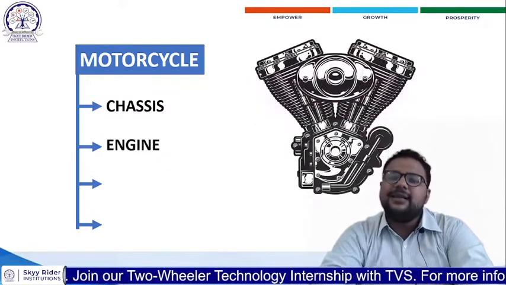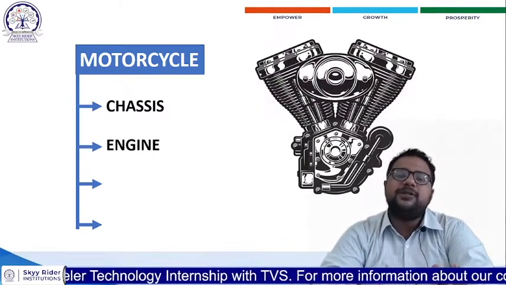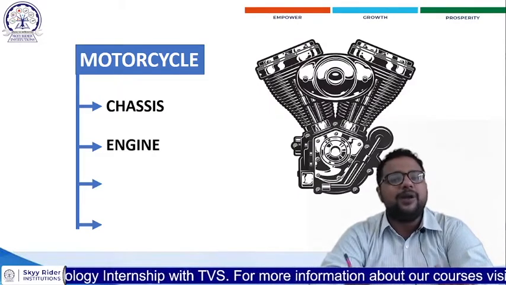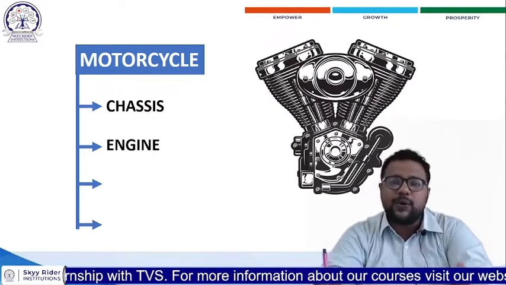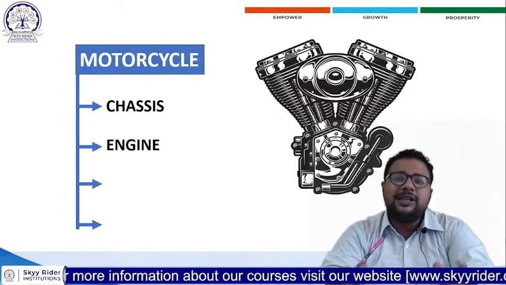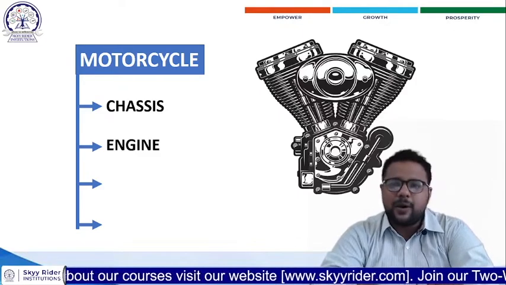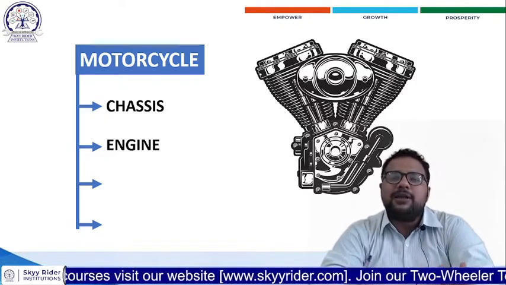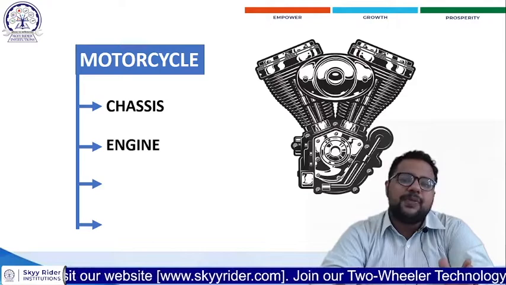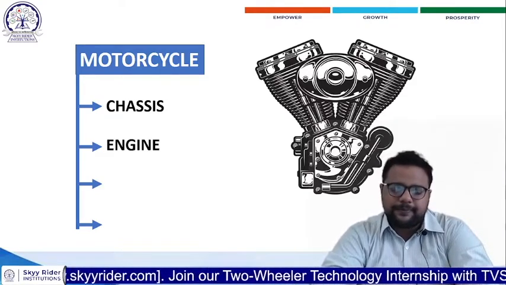The next is the engine. Like in our body, the heart pumps the blood throughout the body, and because of that only all the organs work. Similarly, in an automobile system, the engine produces the power which is required for the wheels to run. So the power unit of a motorcycle is the engine. The engine provides the adequate power for the vehicle to run.